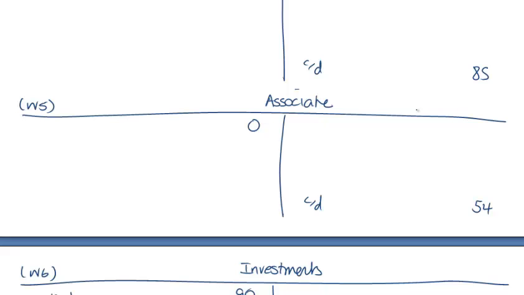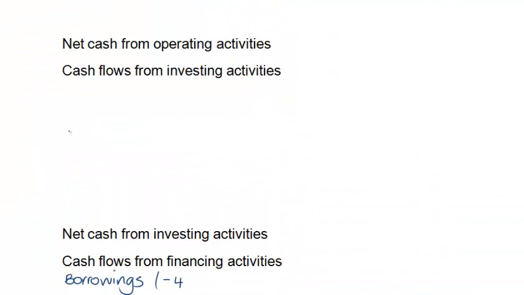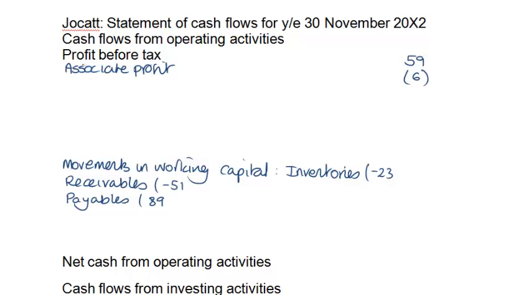So associate, credit P&L, debit T account with 6. We've got a gain on property. I'm not sure what type of property this is, but I suspect it's an investment property if it's in the income statement.